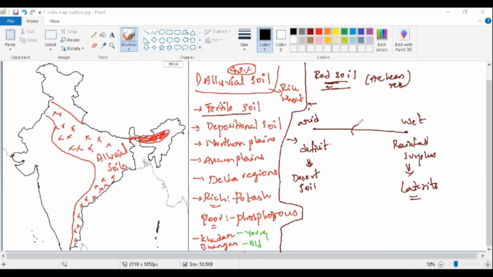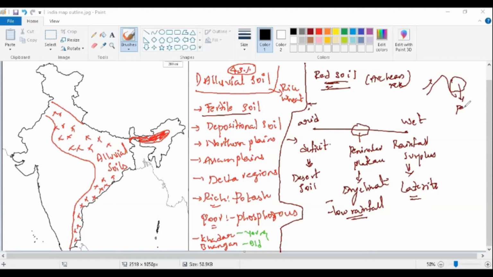In between these two, which is, we can say, peninsular India, the peninsular plateau, which has a dry climate, a low rainfall region. This is because, as I always explain, this part is on the leeward side of the mountains. This is the leeward side. So here, in the peninsular plateau regions, because of its location, it receives less rainfall. So this is low rainfall. So this is the greater picture of soil.